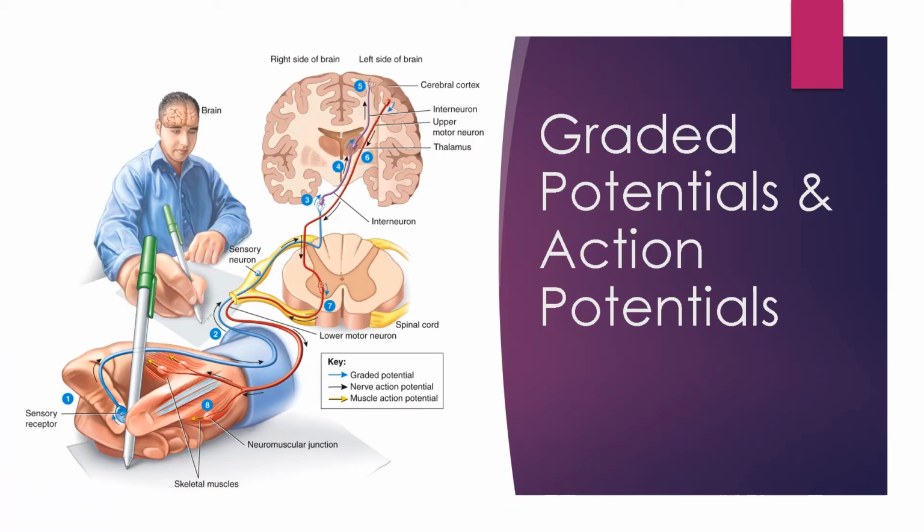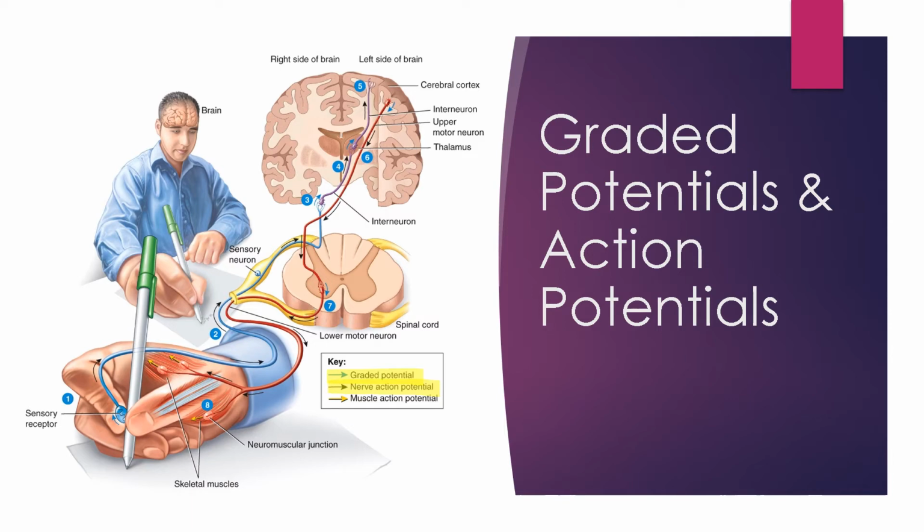So in this picture, using the example of writing with a pen, you can see where graded and action potentials are. The blue arrows indicate graded potentials, and the black arrows indicate action potentials.